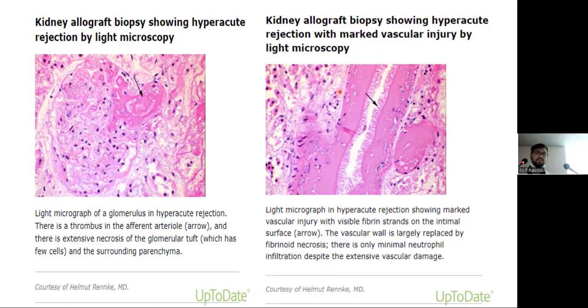And in the second picture, this is showing hyperacute rejection with massive vascular injury. These are the fibrin strands on the intimal surface, and the vascular wall is replaced by fibrinoid necrosis, and there is minimal neutrophil infiltration. These are small neutrophils.